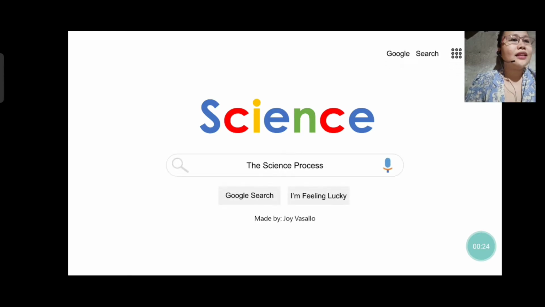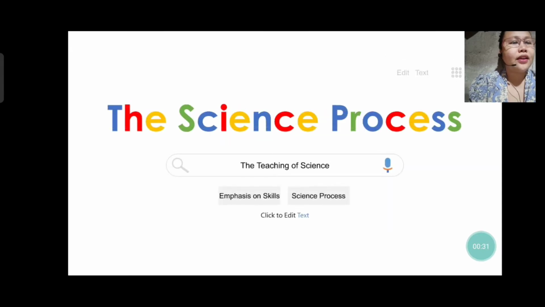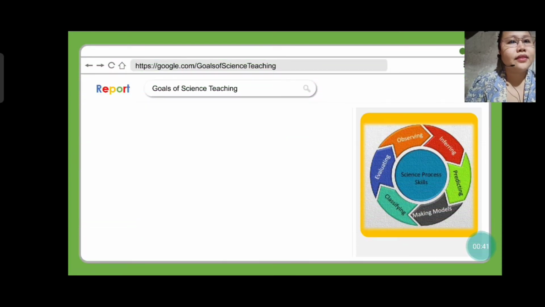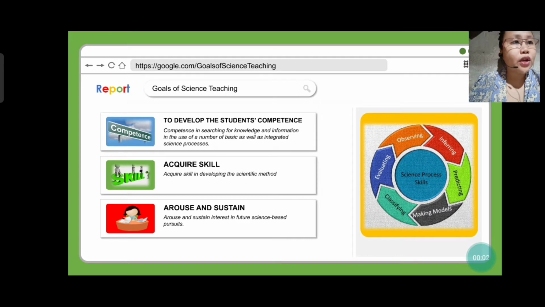We will tackle the science process, which emphasizes skills in the science process. Before we go on to the science process, let us learn what the goals of science teaching are. We have three goals of science teaching.